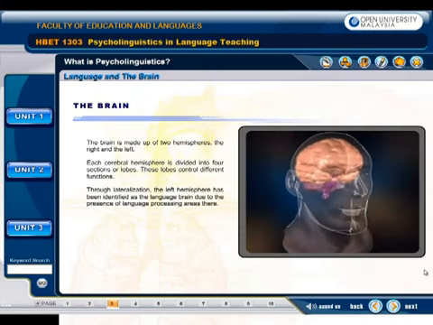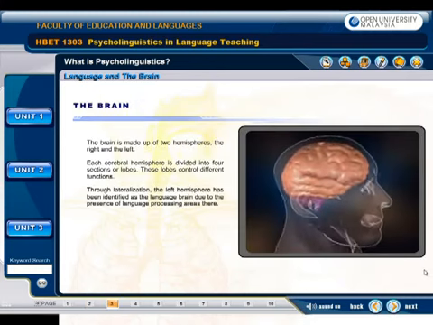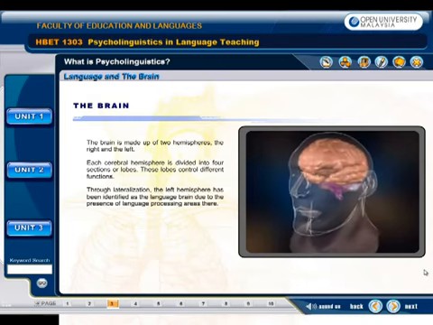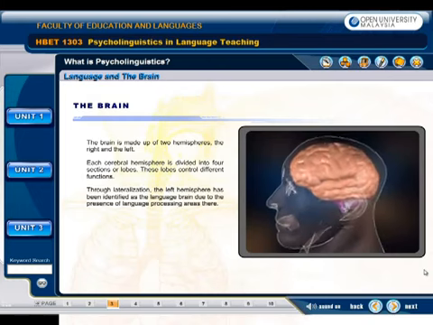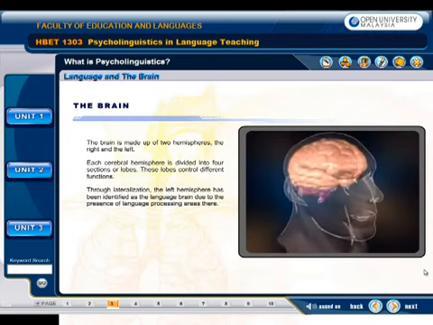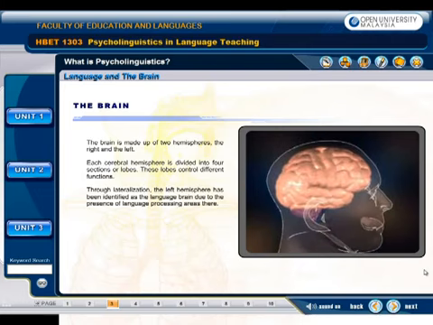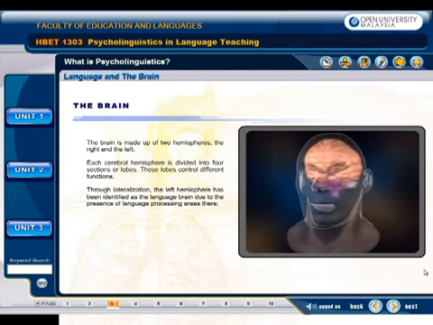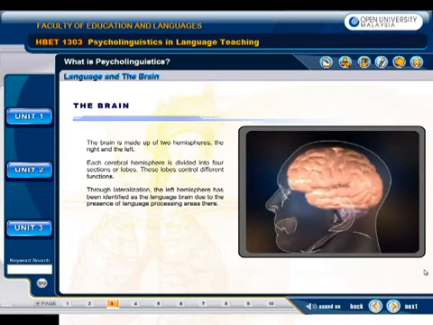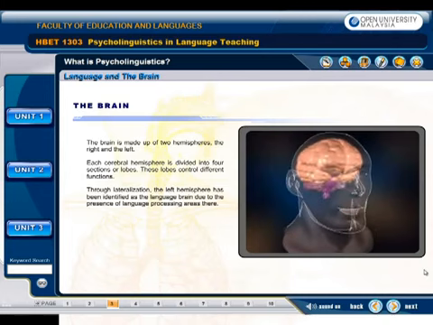The brain is made up of two hemispheres, the right and the left. Each cerebral hemisphere is divided into 4 sections or lobes. These lobes control different functions. Through lateralization, the left hemisphere has been identified as a language brain due to the presence of language processing areas there.